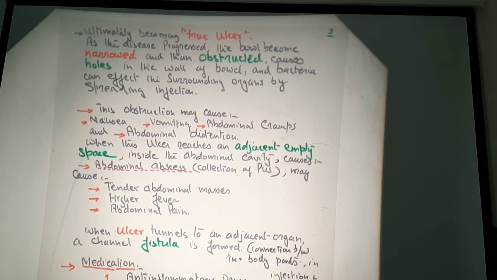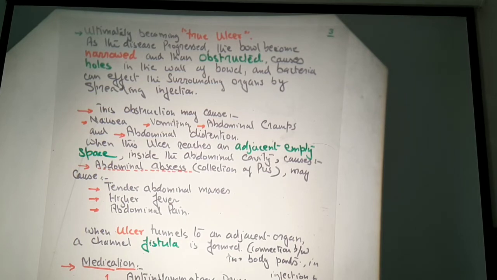In the intestine, due to this obstruction, holes form in the walls of the bowel. When true ulceration arises, it causes narrowing of the passage for the propagation of the food components, and then there is obstruction. This obstruction causes the appearance of holes in the wall of the bowel, and bacteria can infect. When there are holes in the wall of the bowel, it is very easy for the bacteria to infect the surrounding organs by spreading the infection.